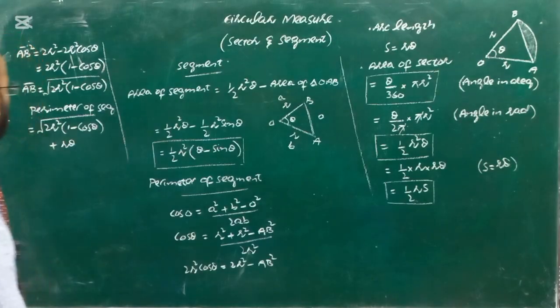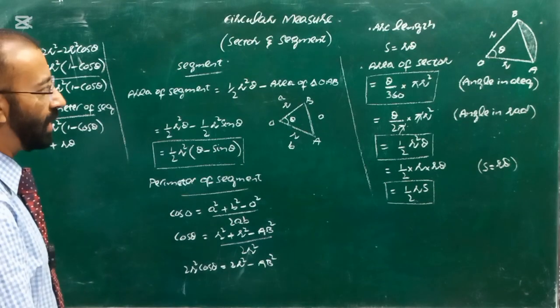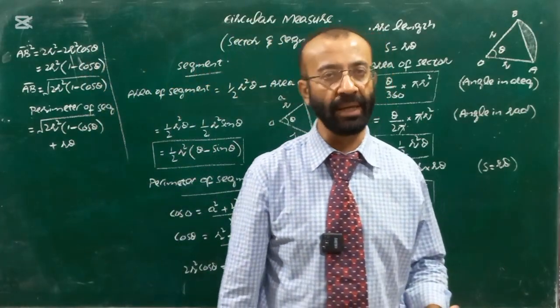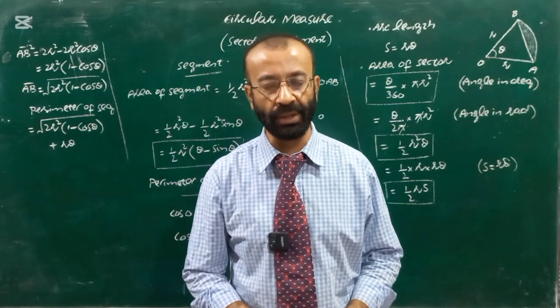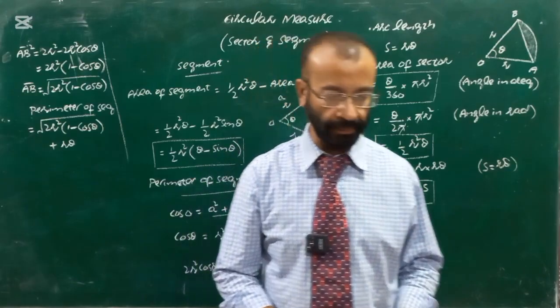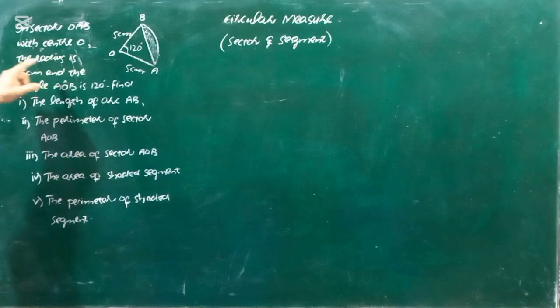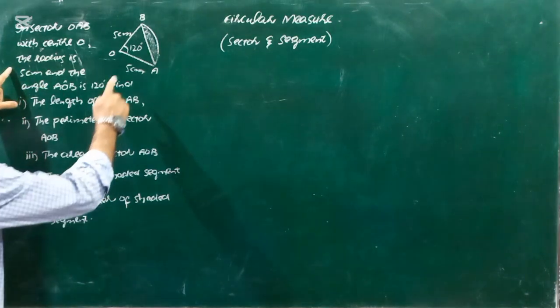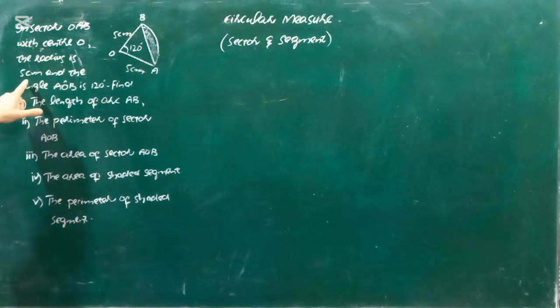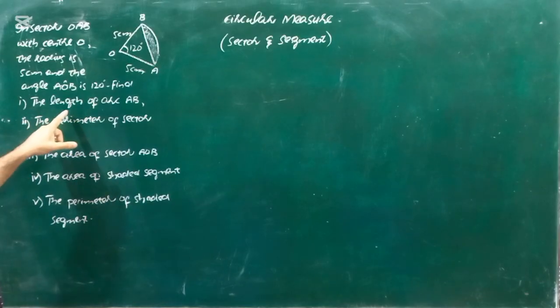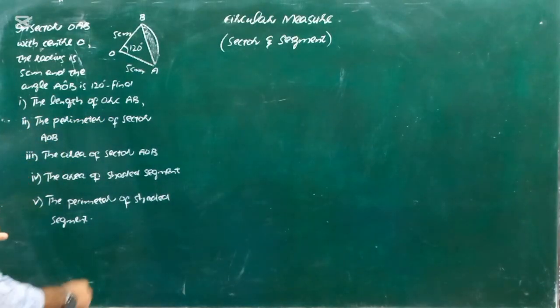So you have to remember, you have to learn these formulas before solving the questions. So learn these formulas, and now we are going to solve some questions in this category. Here is a question, students. In sector OAB with center O, the radius is given as 5 centimeter and the angle AOB is 120 degree. The first part is to find the arc length of AB.